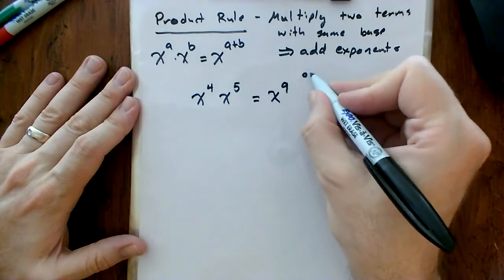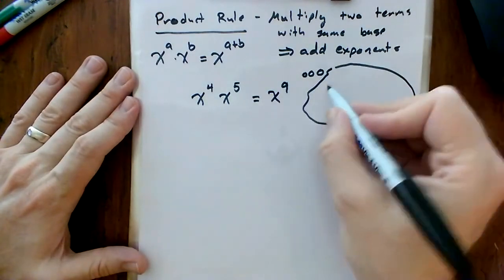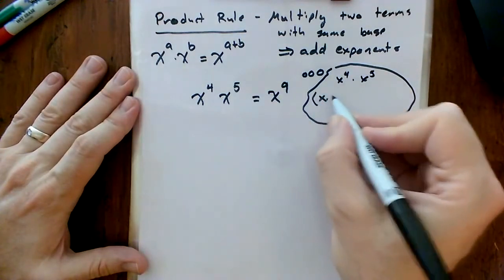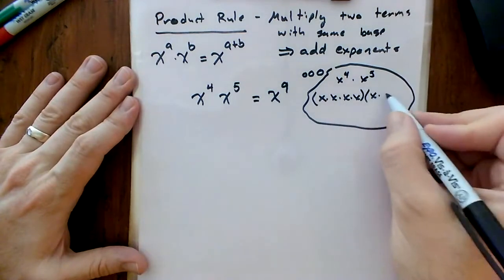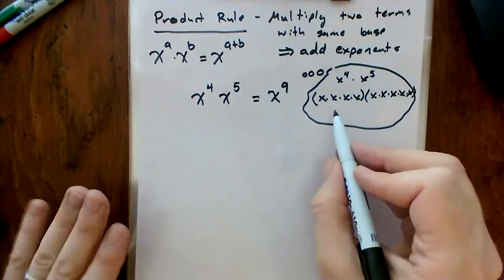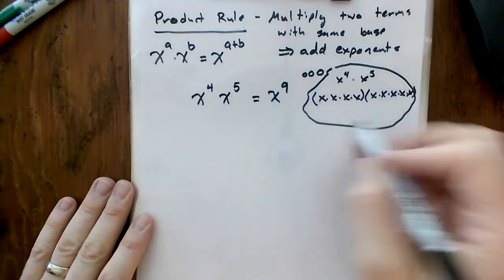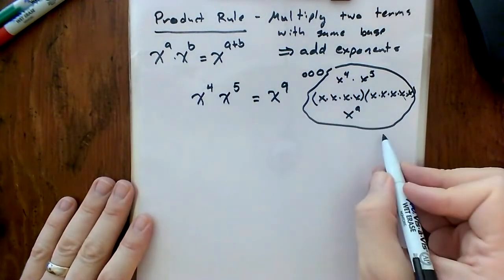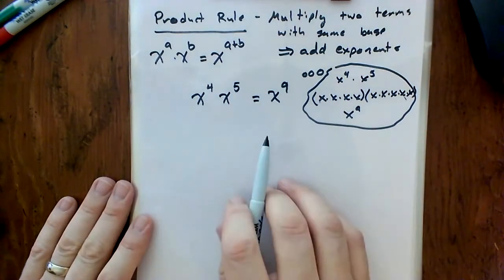And the thought process that kind of goes behind this, so I'll draw our little thought bubble here: x to the 4 times x to the 5, that's going to be x times x times x times x, there's 4 of those, and x times x times x times x times x, there's 5 of those. And then we just count up how many x's I'm multiplying altogether. 1, 2, 3, 4, 5, 6, 7, 8, 9. That's x to the 9. This is the reasoning behind this. So this is our product rule.